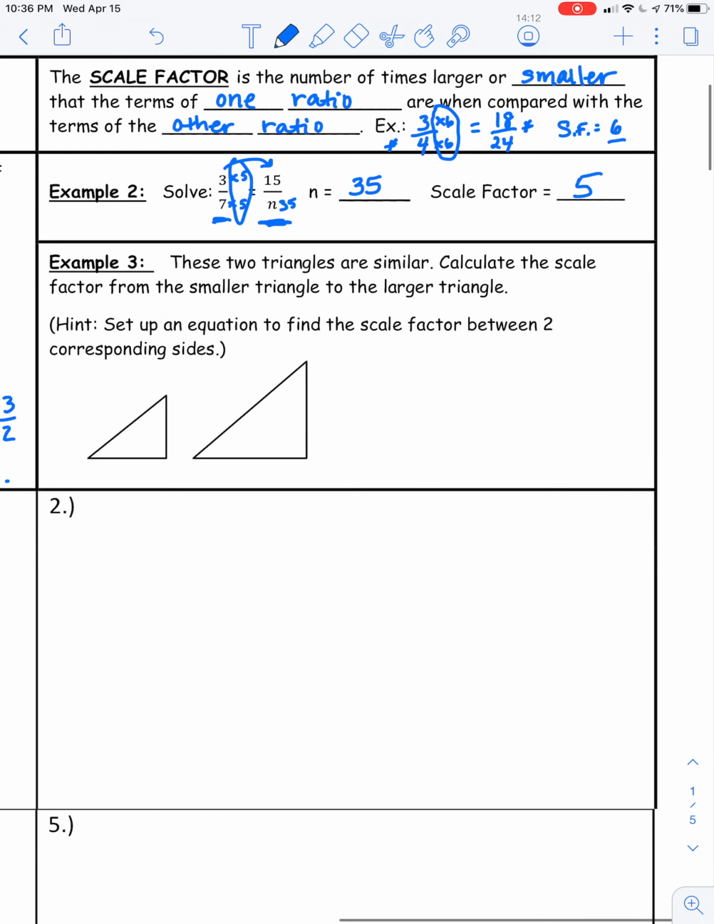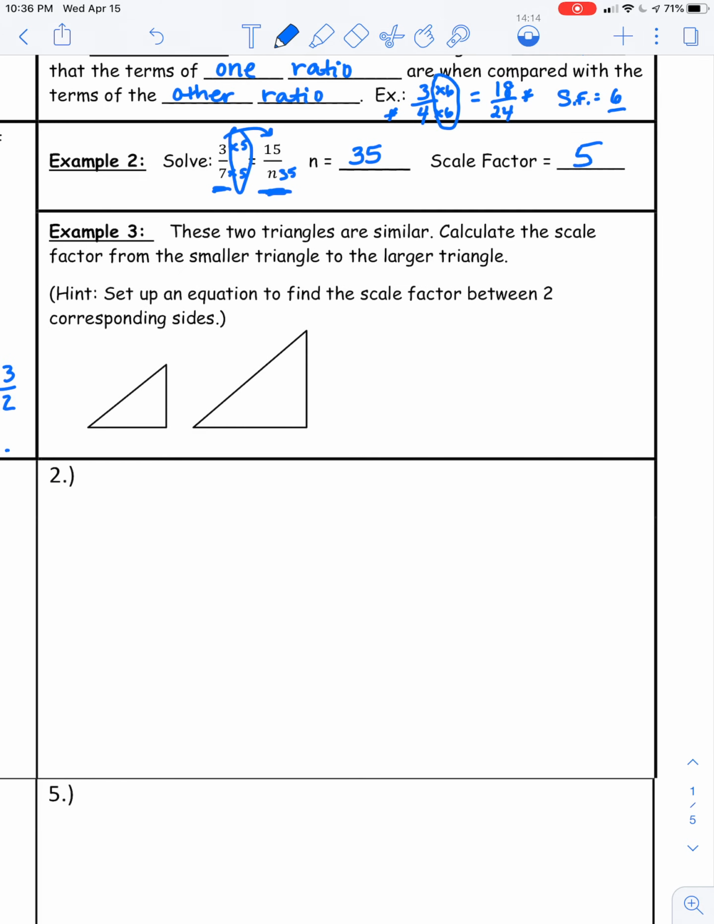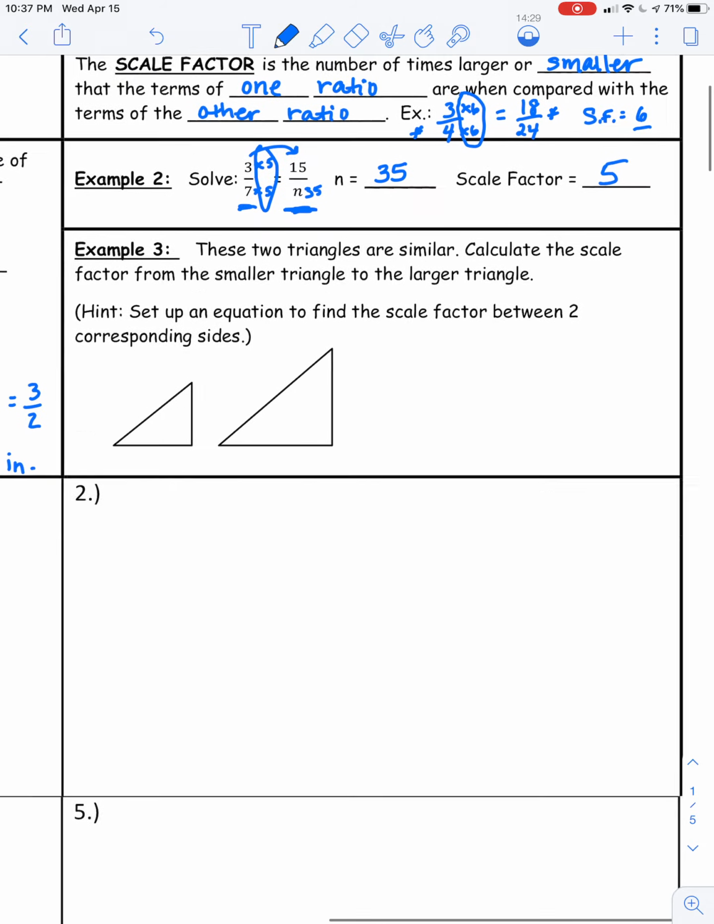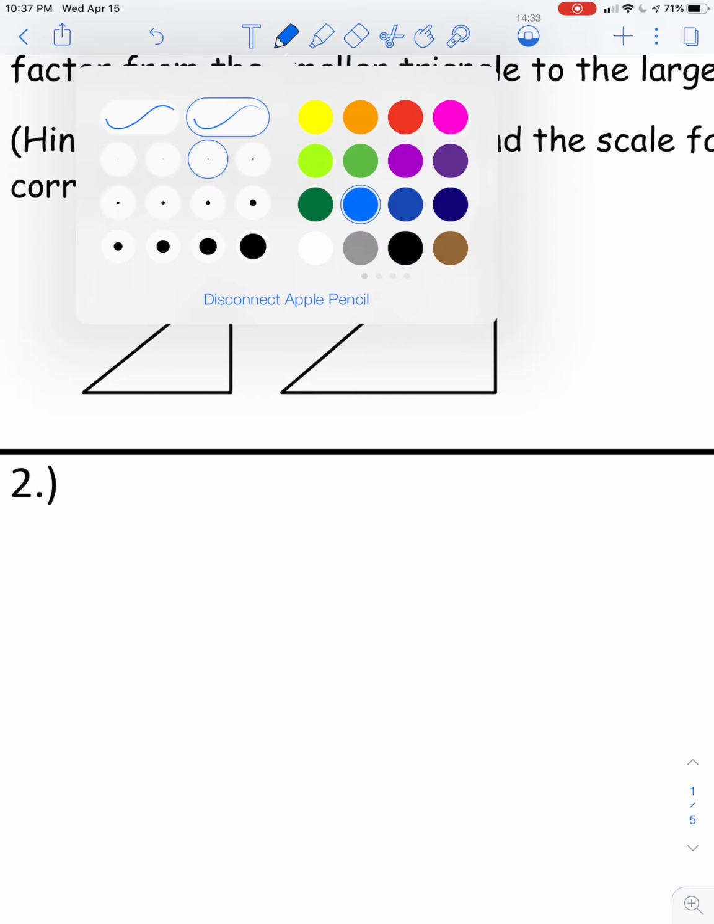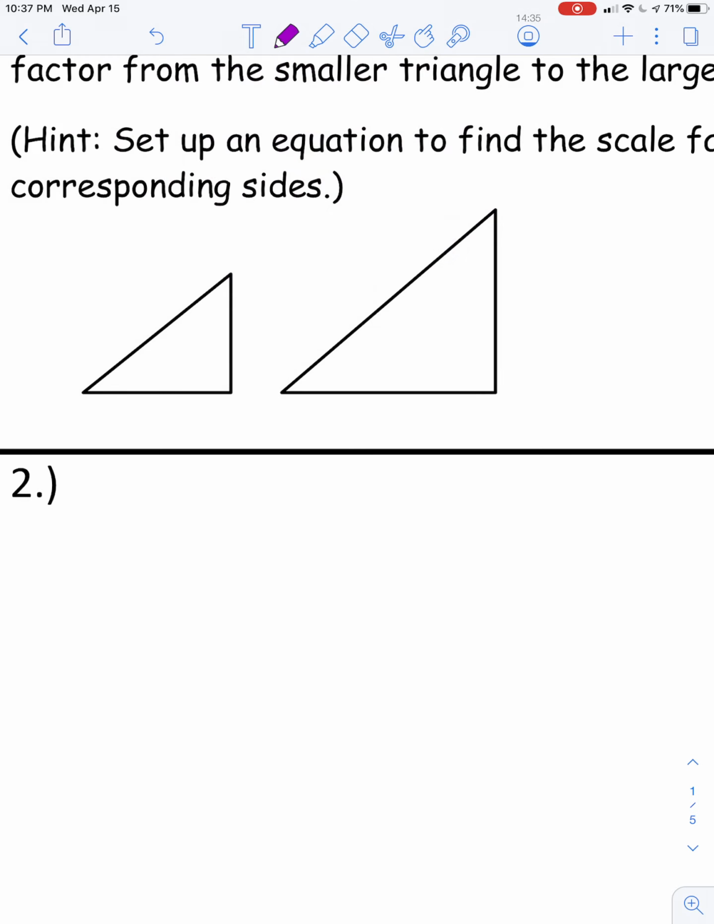Let's look at example 3. So in example 3, there's 2 triangles. They're similar. We're going to calculate the scale factor from the smaller triangle to the larger triangle. And they give us a hint here to set up an equation to find the scale factor between the 2 corresponding sides. I'm going to need for you, though, to fill in some information about these triangles. So let me make this a little bit bigger. I'm going to change colors here just for the fun of it. Let's go ahead and put in, these are right triangles.